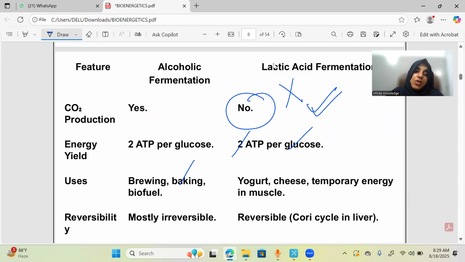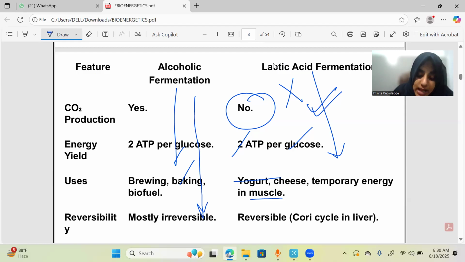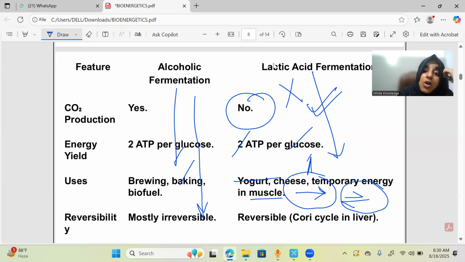Uses: alcohol fermentation is used in baking. But lactic acid fermentation is used for temporary energy in muscle, yogurt, and cheese. Okay. And you need to remember this, that whenever an equation is given to you, check whether the arrow is made like this or like this. Okay, this is the arrow of an irreversible reaction, and this is the arrow of a reversible reaction. So alcoholic fermentation is irreversible. When it occurs, it cannot be converted back.